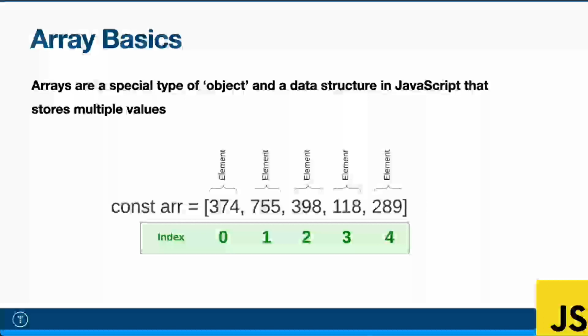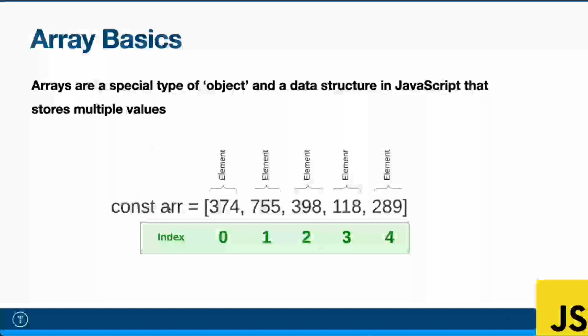All right, so the first few videos in this section are going to be on arrays, and then we'll move to object literals. Arrays are a special type of object in JavaScript. They're also a data structure, and they can store multiple values. So this is how an array is formatted.